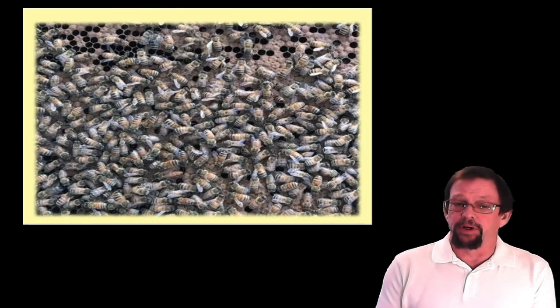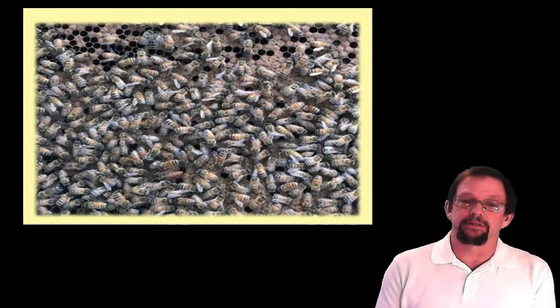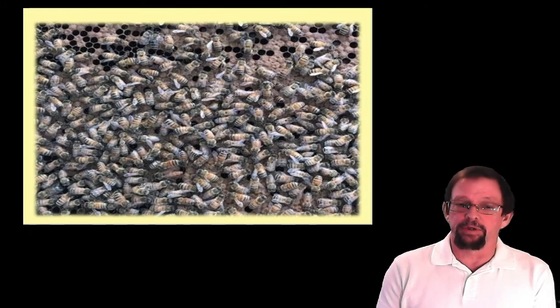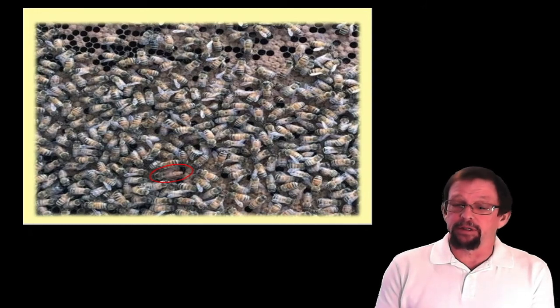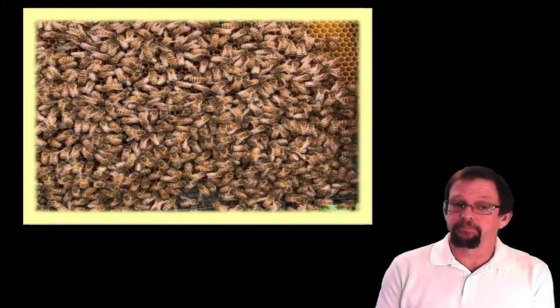Let's look at this frame. The queen is not marked, so the difficulty factor is increased. Let's see if we can find the queen. And there she is. Again, marking your queen helps you identify her, and when you're doing hive inspections and you locate her, it allows you to be more careful when you're working with that frame. Next scenario: where's the queen? There we go, right there. Again, the queen's not marked, and it really makes it difficult to locate her.